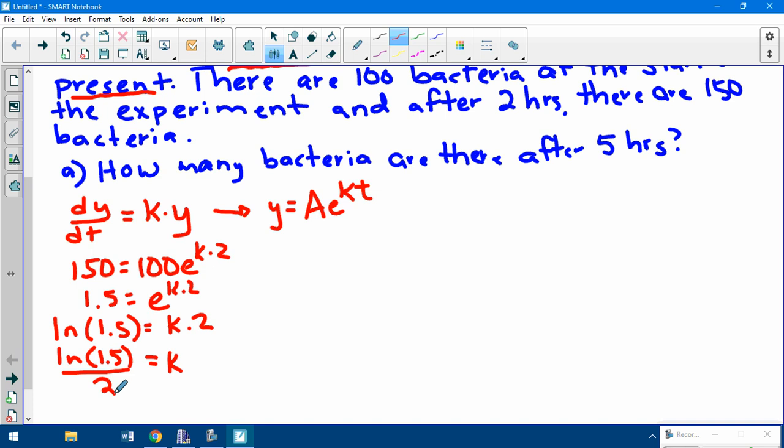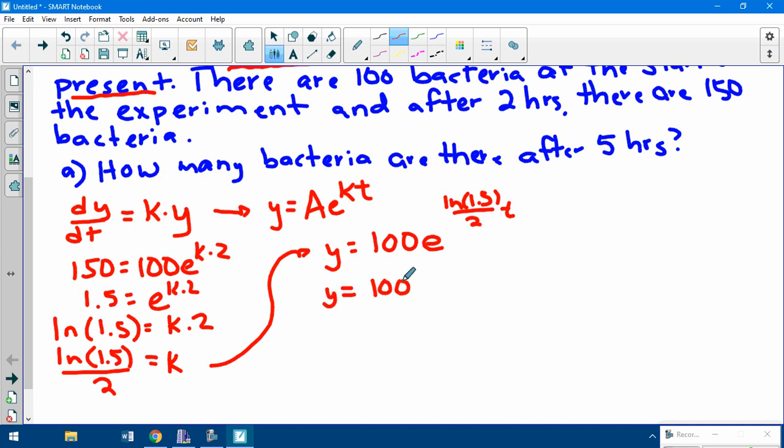Okay, so knowing that, I can make my equation y equals 100 e to the (ln of 1.5 over 2) t. And I want specifically how many are there after 5 hours. So now I'm just going to plug 5 in for t. So y equals 100 e to the (ln of 1.5 over 2) times 5.